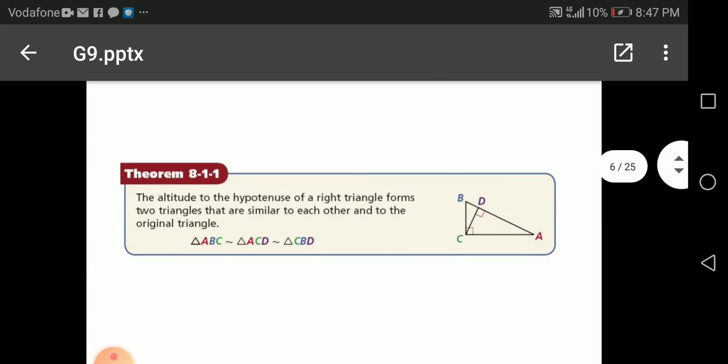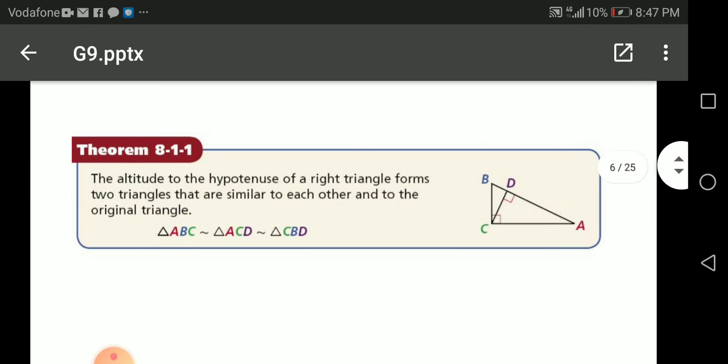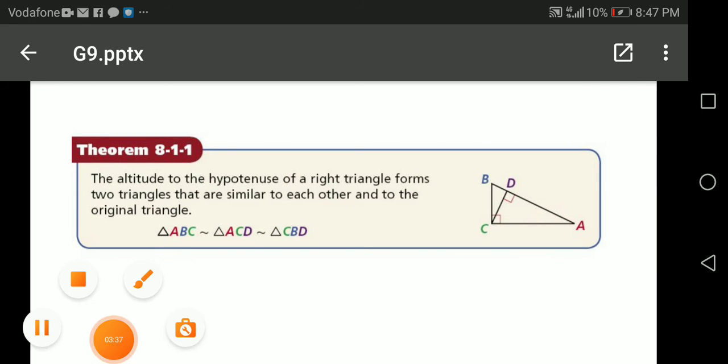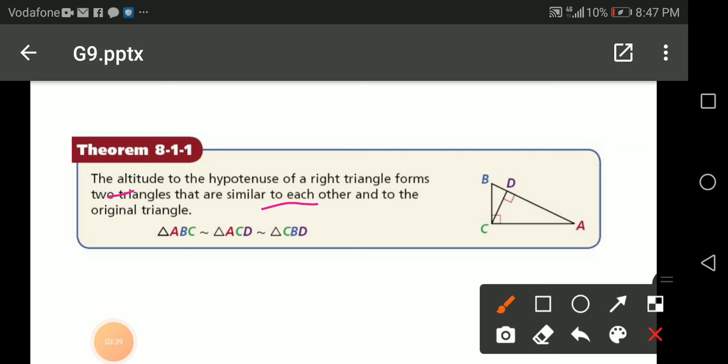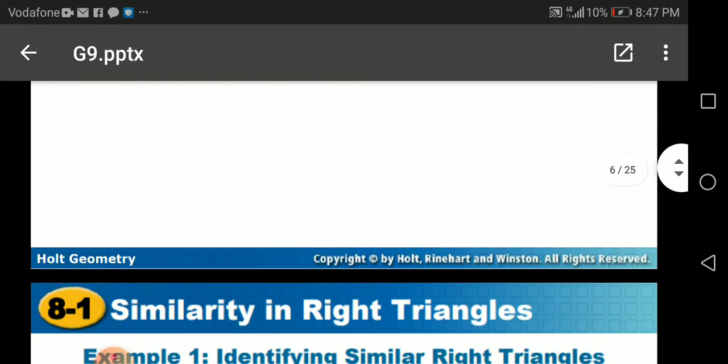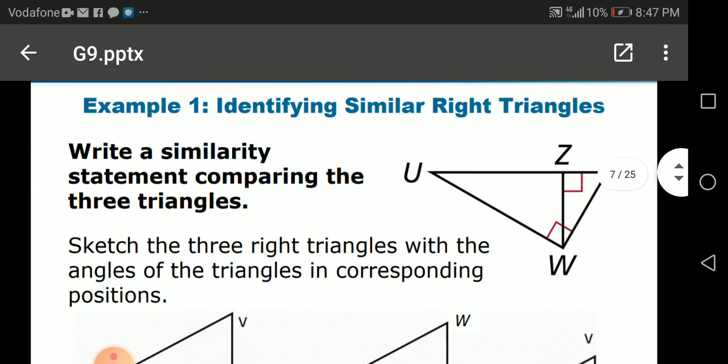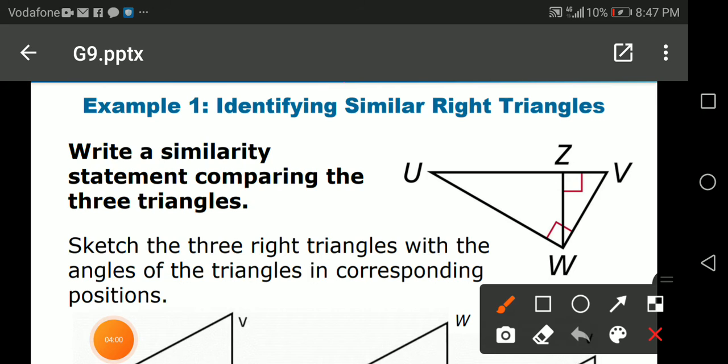Okay, here we have the altitude to the hypotenuse of a right triangle, which forms two triangles that are similar to each other and to the original triangle. Here in this diagram I have three triangles: triangle DCB, triangle DCA, and the big triangle ACB. The three triangles are similar. Let's see. The question here comes like this: write the similarity statement comparing the three triangles.